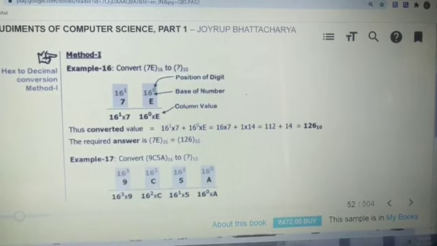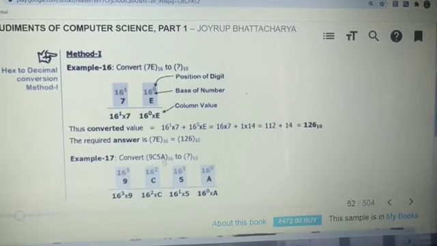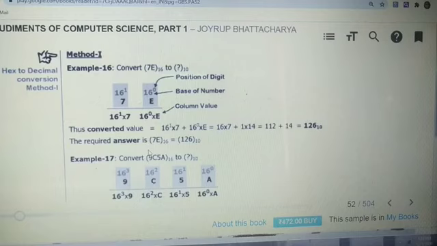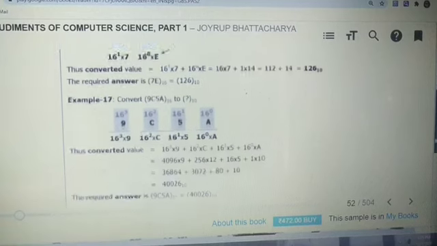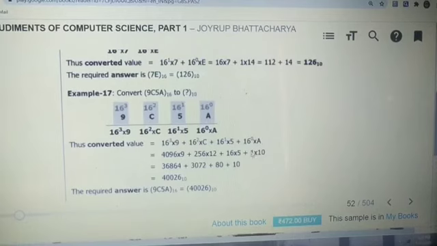Now coming to the next example, that is 9C5. Try to put the positional values first. 5 has positional value 0, C has positional value 1, and 9 has positional value 2. So 5 into 16 to the power 0, plus C into 16 to the power 1, plus 9 into 16 to the power 2. 16 to the power 0 means 1, so 1 into the value, which is 5.